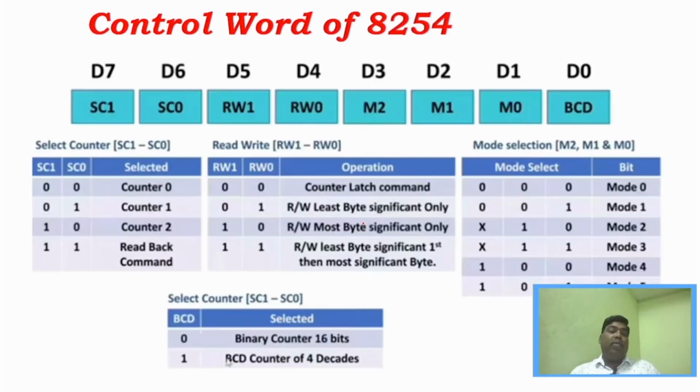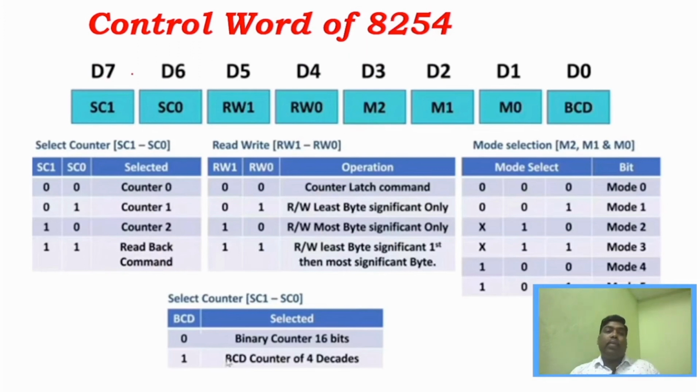So when I say control word, you ought to understand how to configure this control word, right? We know that it is an 8-bit, D0 to D7, right? So this is very, very important. This is going to tell you which counter is going to get selected, in which mode the counter is going to work, and it also speaks about the read write operation, right?